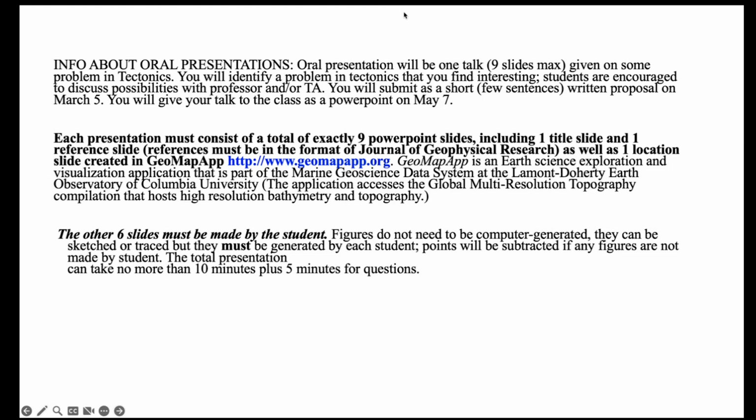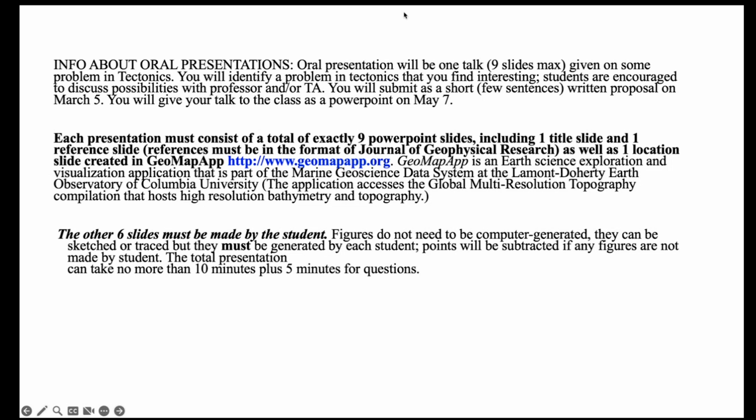Clint has all of those PowerPoints, and all you have to do is say next when it's time for you to move to the next slide. Each presentation must consist of a total of exactly 9 PowerPoint slides, including 1 title slide and 1 reference slide. Then there is a location slide created in the GeoMap app, and you all know about the GeoMap app because I forced you to learn about it. And the other 6 slides are made by you.